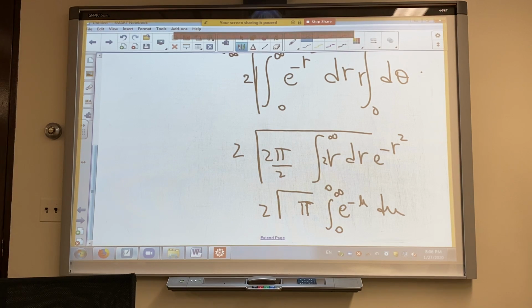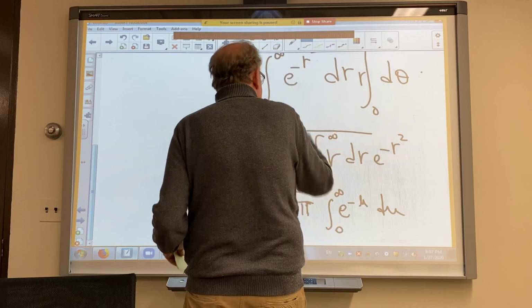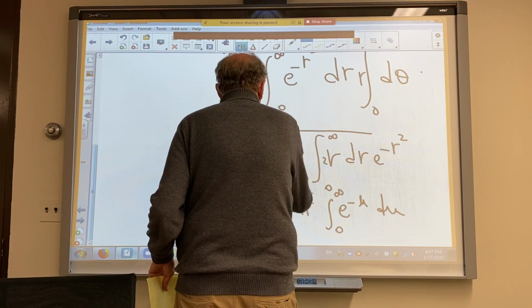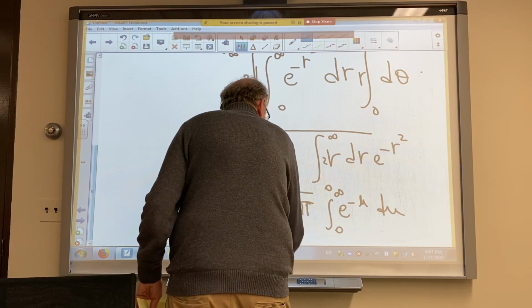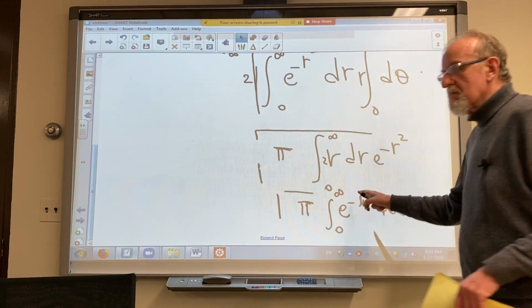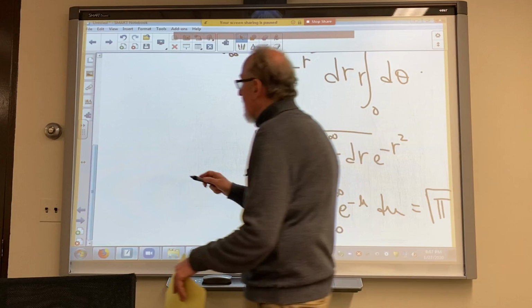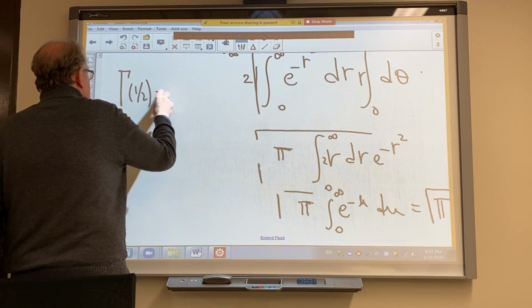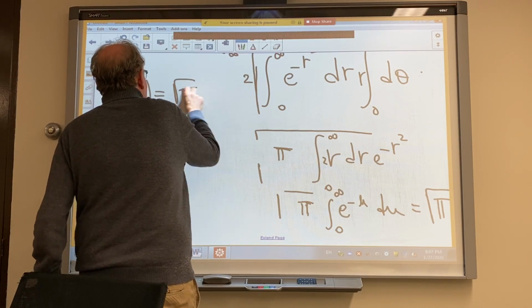I had a 2 coming from the fact that I multiplied that. Oh no, that 2, sorry. That 2 is the one I used to write the 2r dr. Okay. So I get the square root of pi only. The square root of pi remains inside. And this integral, of course, we calculated before, is the number 1. So the whole result is square root of pi. So this is our result: gamma of 1/2 is square root of pi.